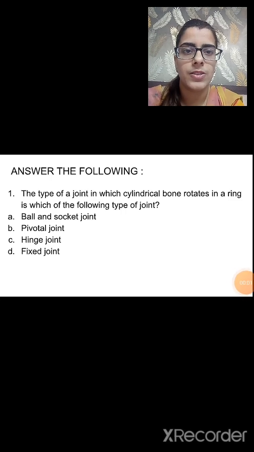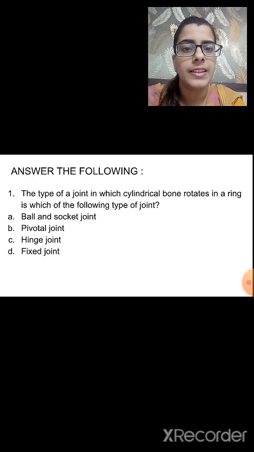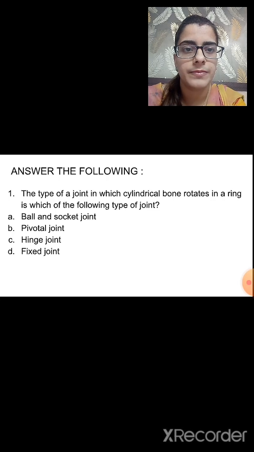Now let us start solving the different questions from this chapter. Let's have a look on the first question. The type of a joint in which the cylindrical bone rotates in a ring is which of the following type of the joint? So, you have to name the joint in which the cylindrical bone rotates in a ring. So, which type of a joint it is?